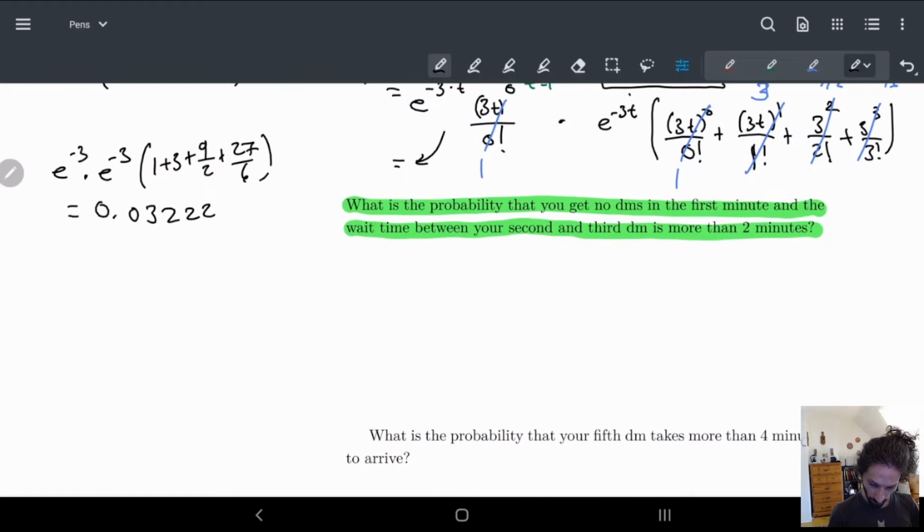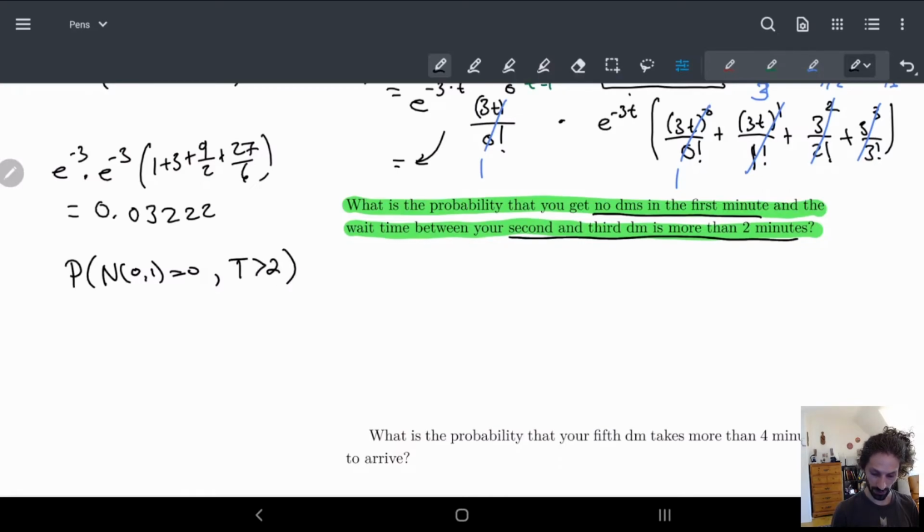So again, we're asking the probability that you get no DMs in the first minute. So again, this is an interval thing, so we're going to think Poisson here. And the time between the second and third DM is more than 2 minutes. So in this case, we're looking at the time being greater than 2, where t is the time between the second and third DM. Now notice how these must also be independent.